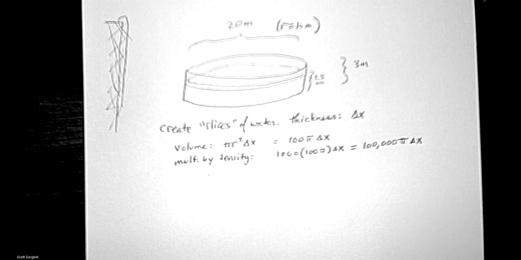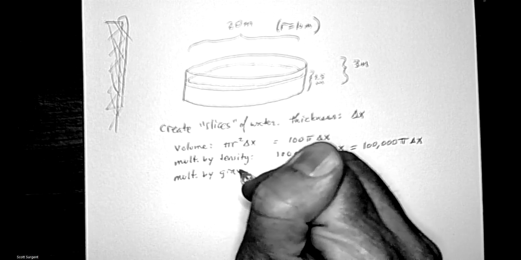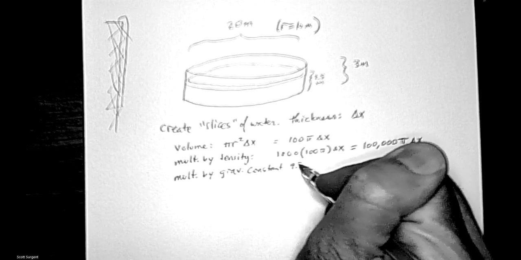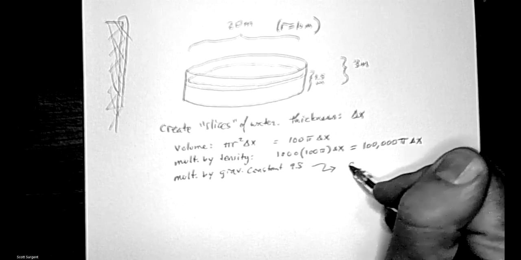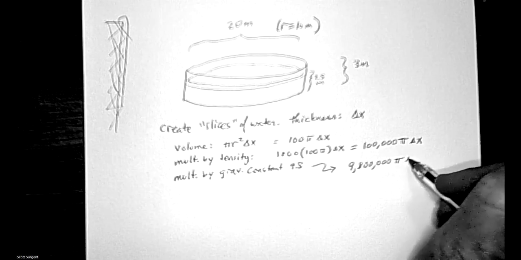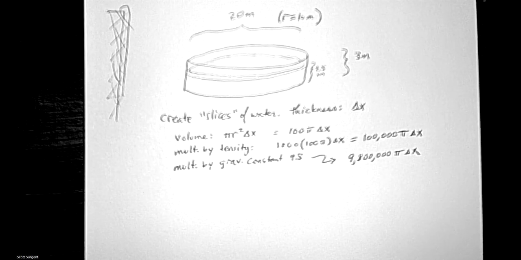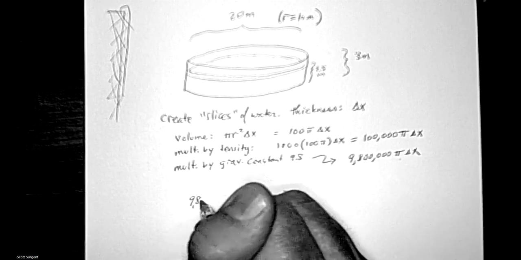And then I have to lift it, and that's where I multiply by the gravitational constant, 9.8. So suddenly we've got a really big number. That's going to be 9,800,000 pi delta X, and that's what I'm going to integrate. Now, these constants can just be brought out to the front.